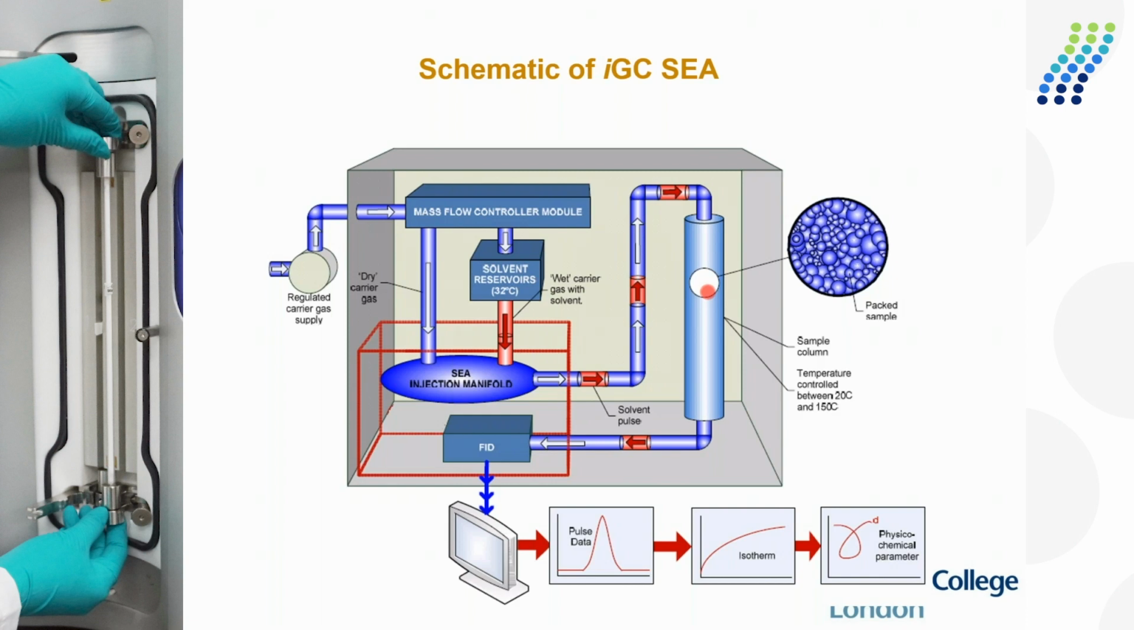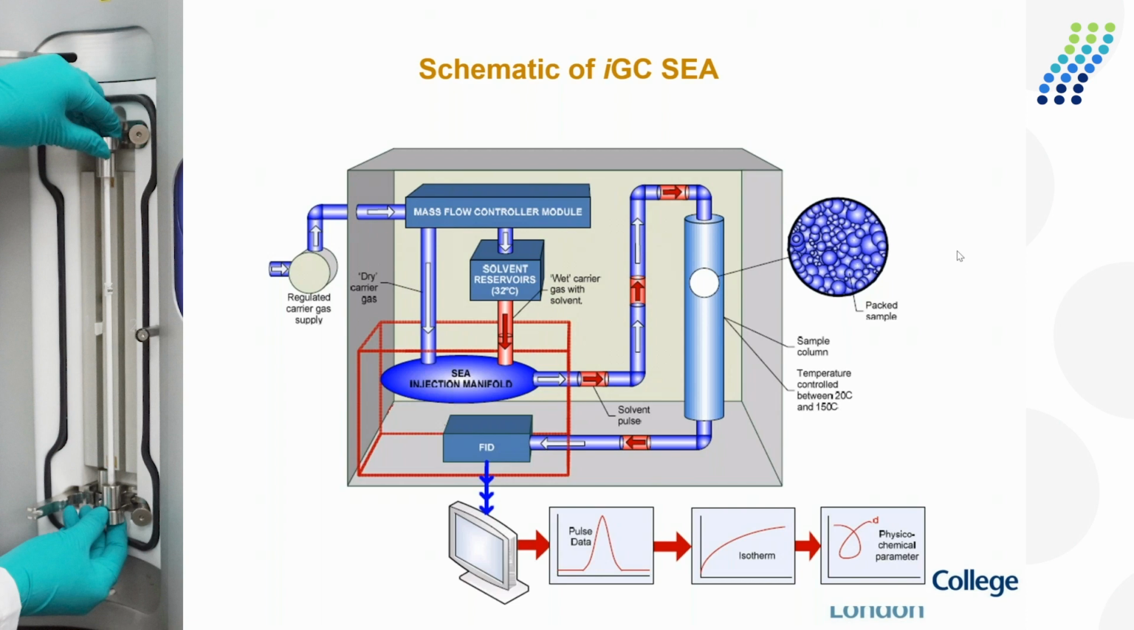And of course, the columns are not traditional spiral columns or round columns. We're going to have simple linear columns. These columns are typically about 30 centimeters long, and they can hold between 10 and 500 milligrams of material, more than enough for the sort of experiments we're going to do today. So packing columns is very, very easy.